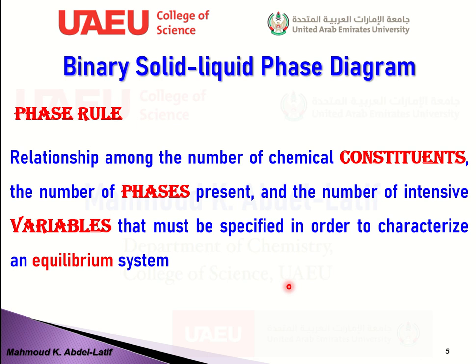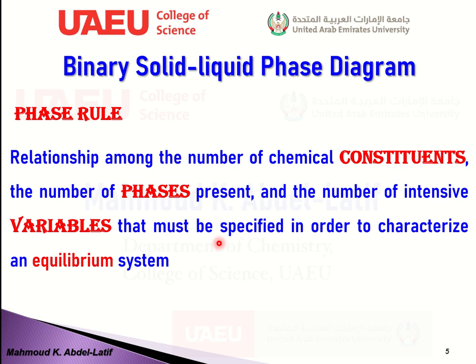Okay, we are going to construct a binary solid liquid phase diagram. So we need to talk about the phase rule. What is the phase rule? Actually, the phase rule is a relationship among the number of chemical constituents, chemical components, and the number of phases of those constituents, and the number of intensive variables that must be specified in order to characterize an equilibrium system.